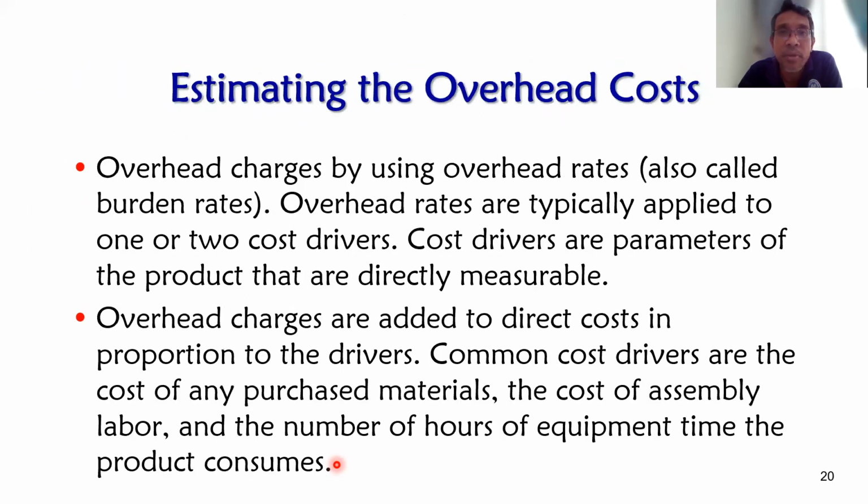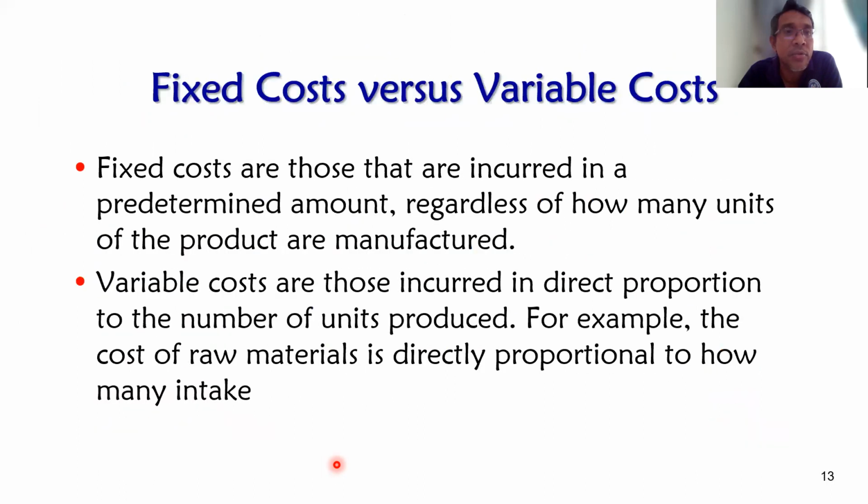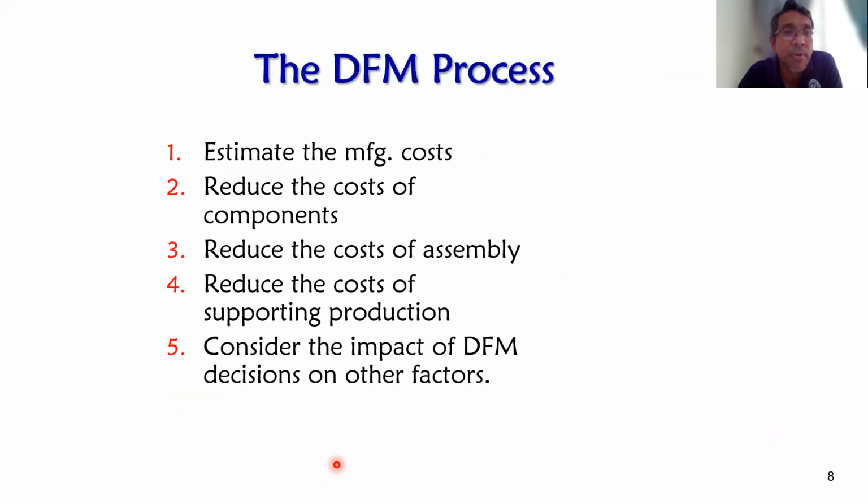So the important part is only to see this process, because we have this DFM process. We go: estimate manufacturing cost, reduce the cost of components, cost of assembly, cost of support production, consider. So this is the five-step DFM process. So the process is very important. When you understand this one, it is good enough already.